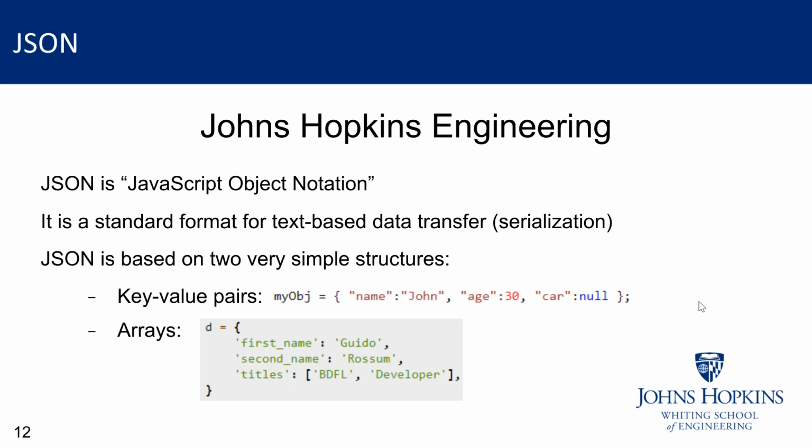And as I said, in Python specifically, they call this data structure a dictionary. In Java, you may call it a map. In C, you might call it a struct. But those all represent the same underlying data structure.